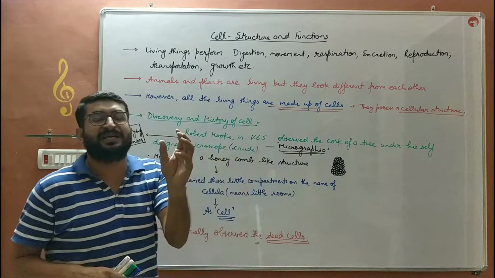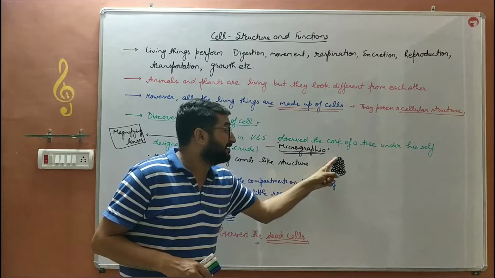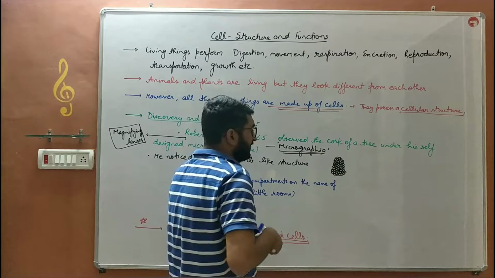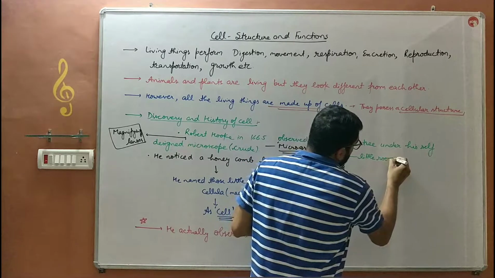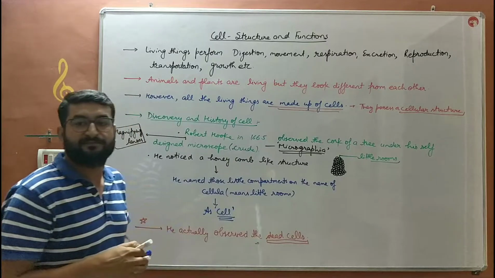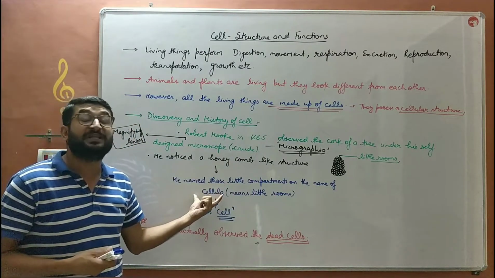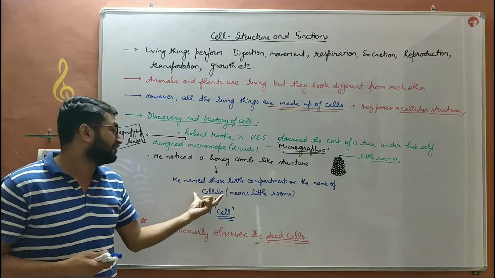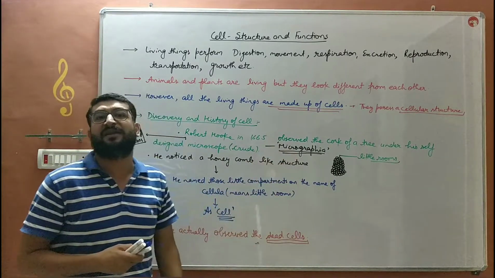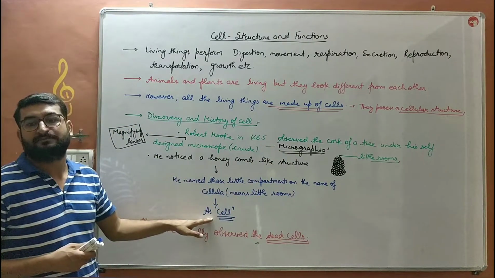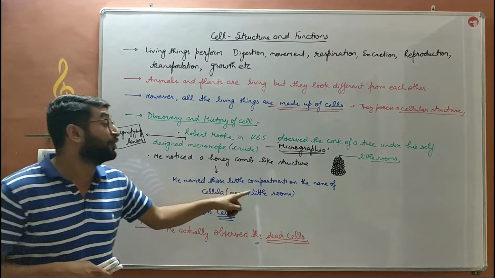A structure like a honeycomb was visible to him. A honeycomb-like structure. These little compartments, little rooms were visible to him. And he named those little compartments after a Latin word, that is cellula. And on the basis of that name cellula, he gave that room, that component, a name, that is cell. So from which word did he derive the term cell? Cellula. That means little rooms.